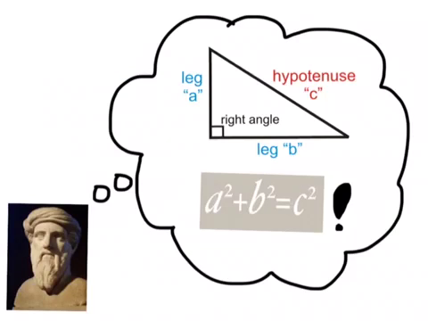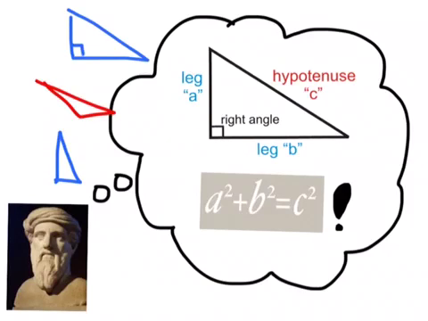So Pythagoras was thinking that this was leg A, and then this was leg B, and then this was the hypotenuse C. This is when it was a right angle. It can't be an obtuse triangle or even an acute triangle. It has to be a right triangle, 90 degrees. So he thought of this.